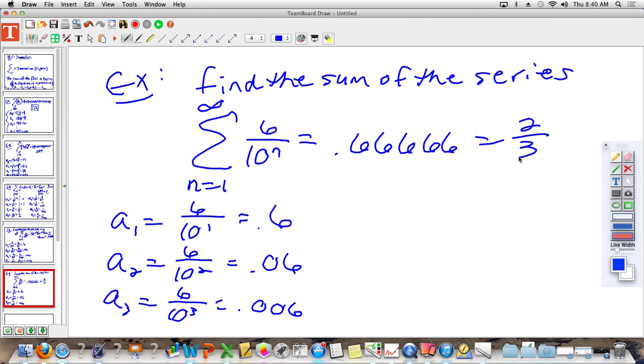So, does that rule, 6 over 10 to the n, equal, or is it the same as... Okay, now hold on. You said 6 over 10 to the n power? Yes. Is that the same as 6 times (1 over 10) to the power of n? Yes.